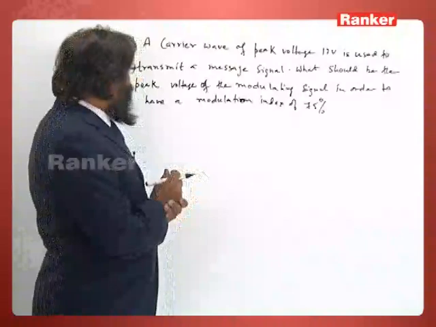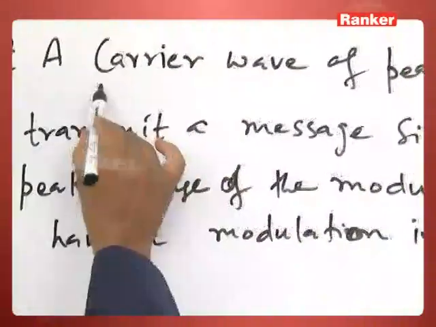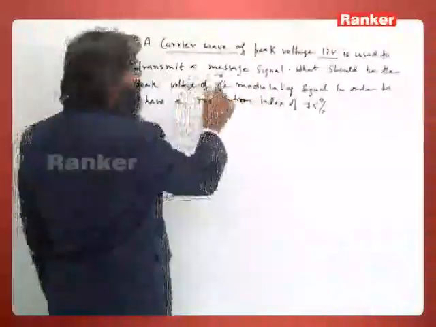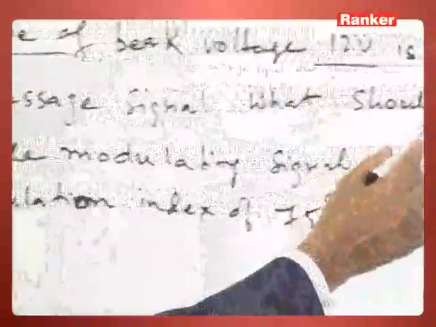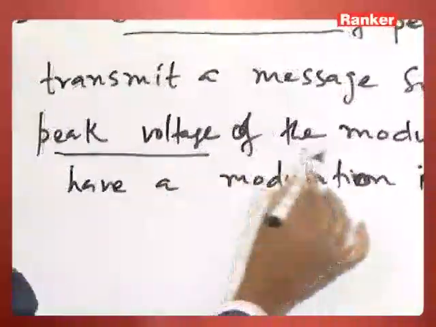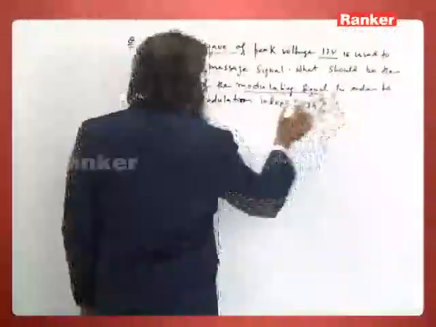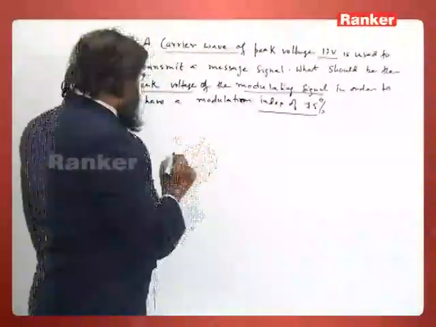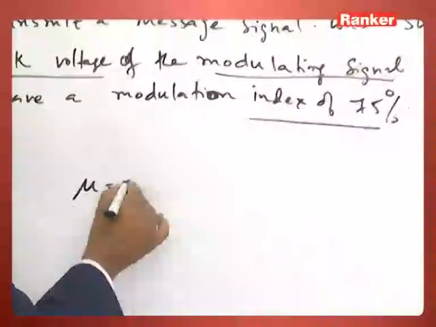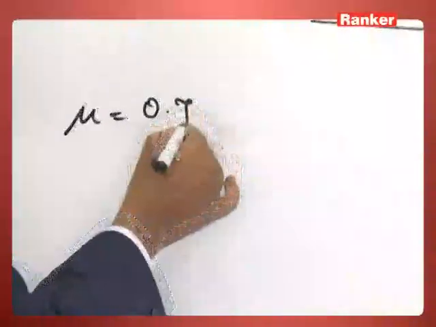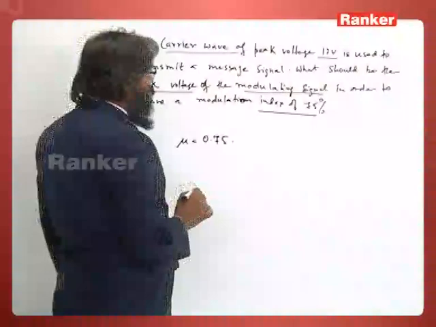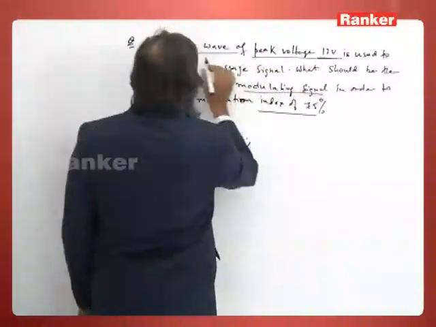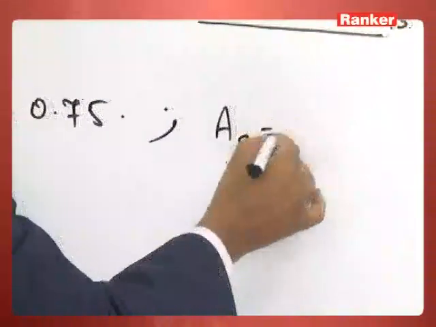So now we have a problem in which a carrier wave of peak voltage 12 volt is used to transmit a message signal. What should be the peak voltage of the modulating signal in order to have a modulation index of 75%? So what is given in this problem? Mu value is equal to 75%, that means 0.75. We have been further given 12 volt as the peak value of the carrier wave. So AC is 12 volt.